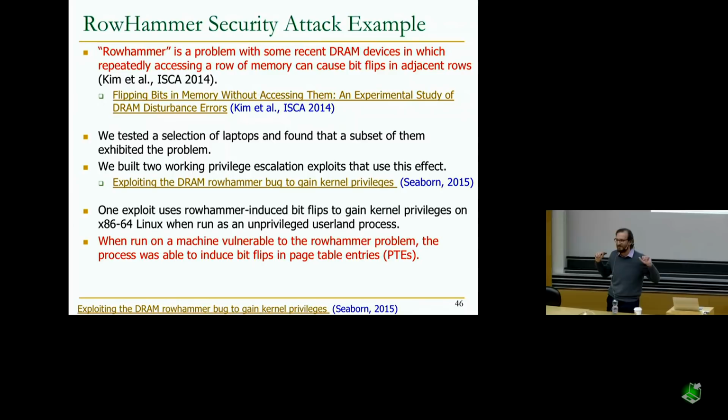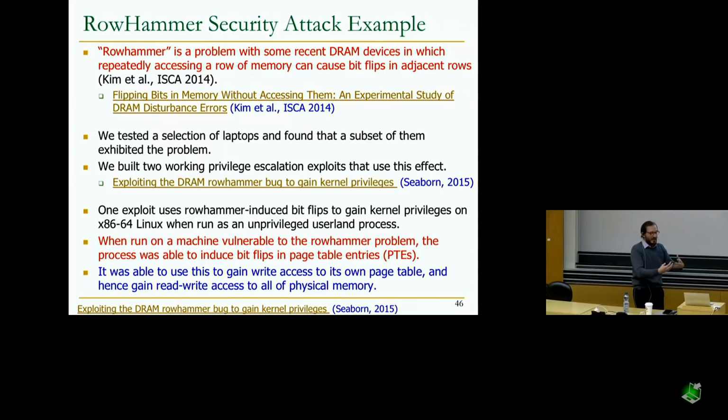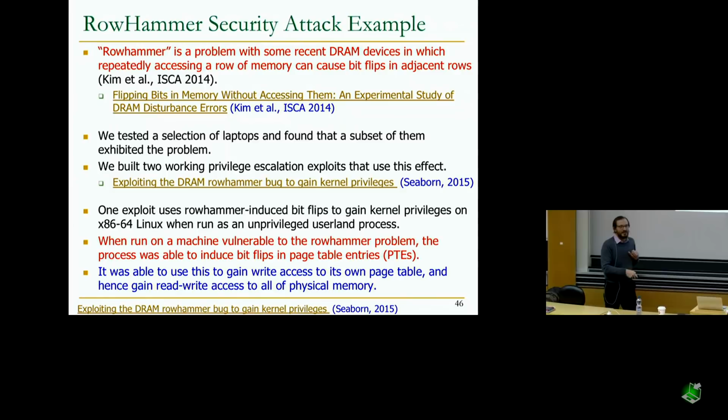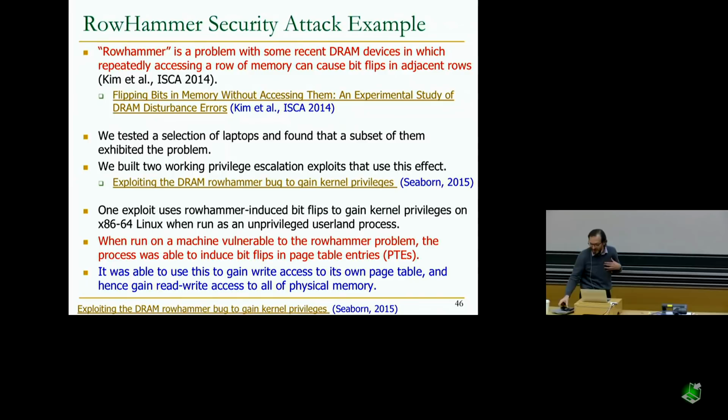And essentially they say it was able to use this to gain write access to its own page table. Basically, you can write anything to these locations that give you permissions to different places and gain read-write access to all of physical memory. And once you have read-write access to all of physical memory as an unprivileged user, you can do whatever you want. You can see the contents of somebody else's virtual machine that's running on the cloud. You can see the contents of whatever application that someone has and send it somewhere, okay?